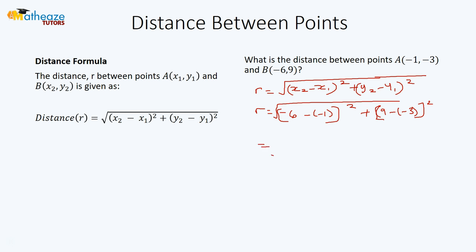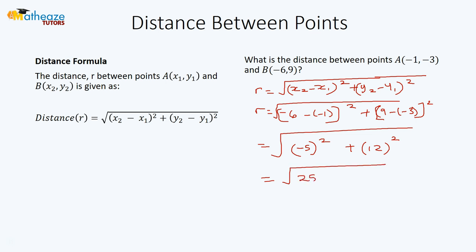So this is going to give us the square root of negative 6 minus negative 1, that's going to give us negative 5 squared, plus 9 minus negative 3, that's going to give us 12 squared. So this is the square root of 25 plus 144, which is going to give us the square root of 169. So r is 13 units.